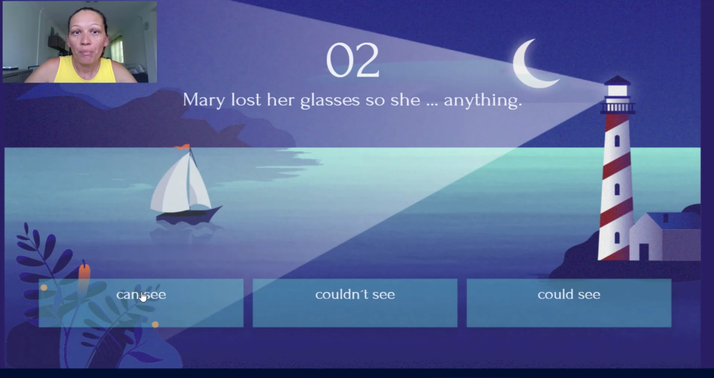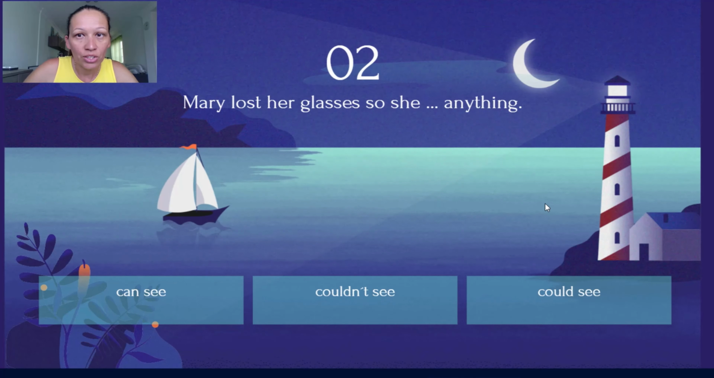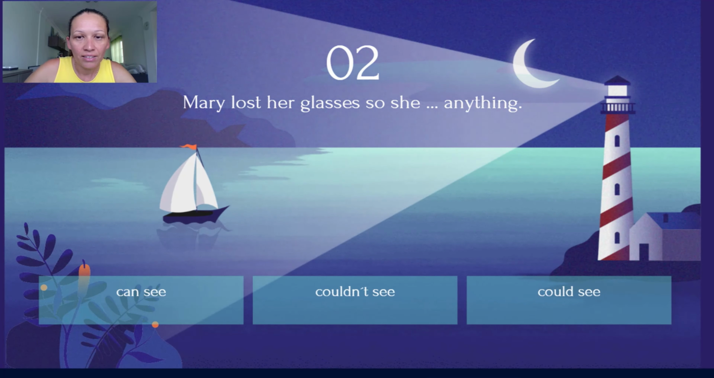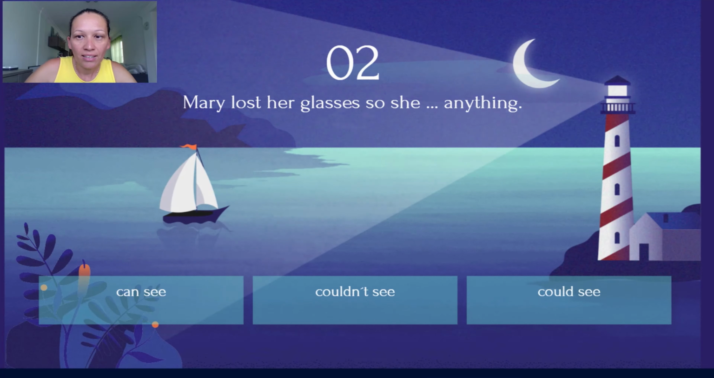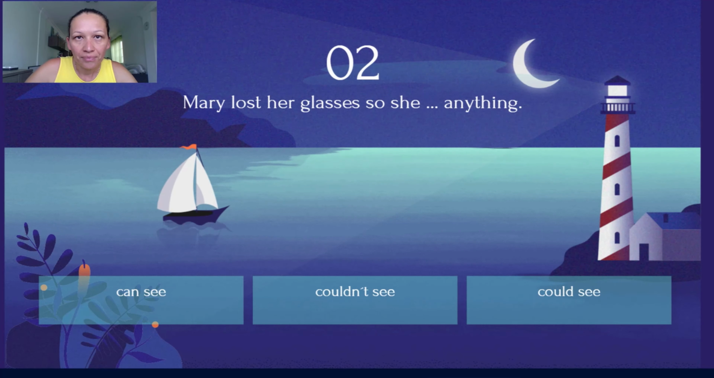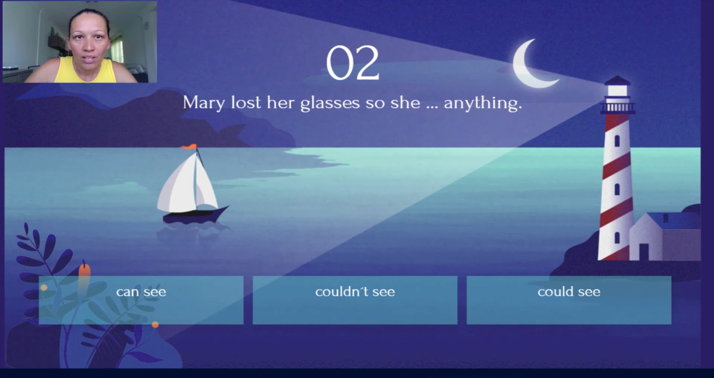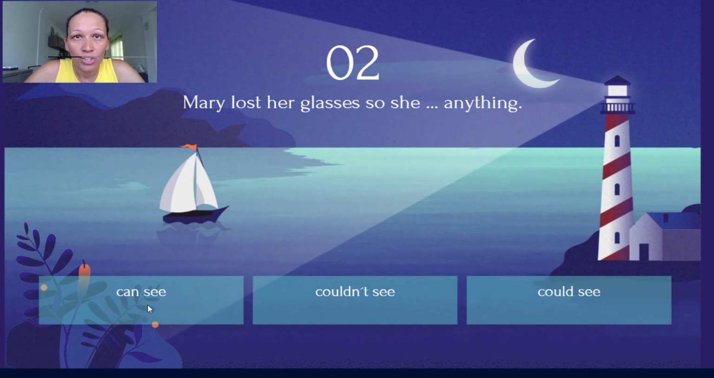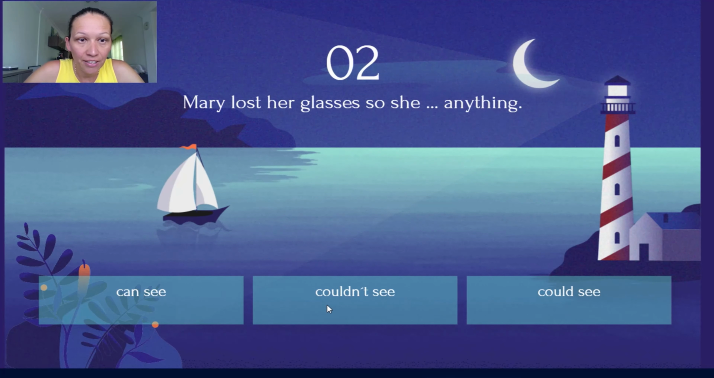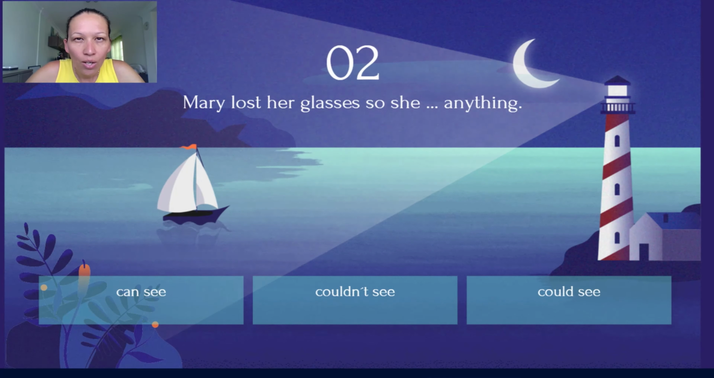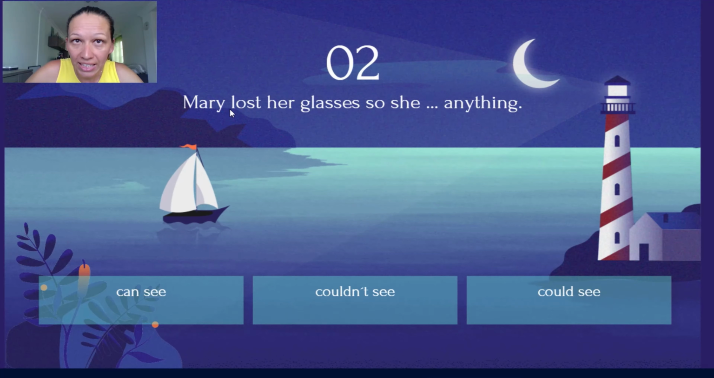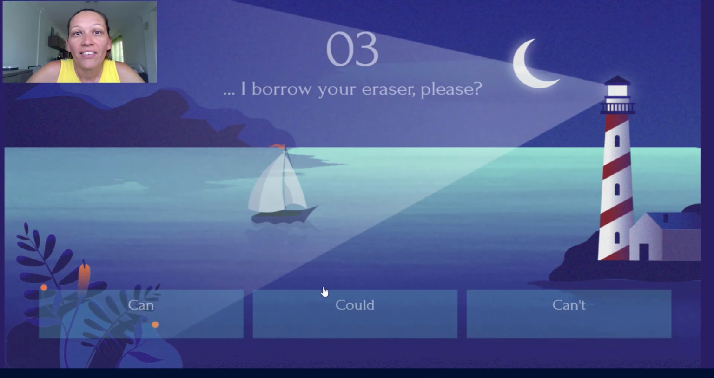Number 2, Mary lost her glasses. So she blank anything. Can see, couldn't see, could see. Lost says that this sentence is in the past. So we can't use can see. Obviously, if she lost her glasses, she couldn't see anything.